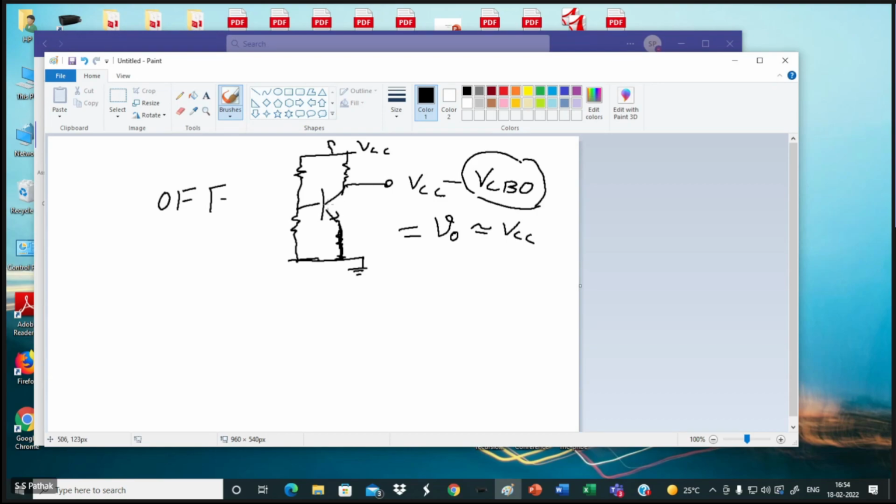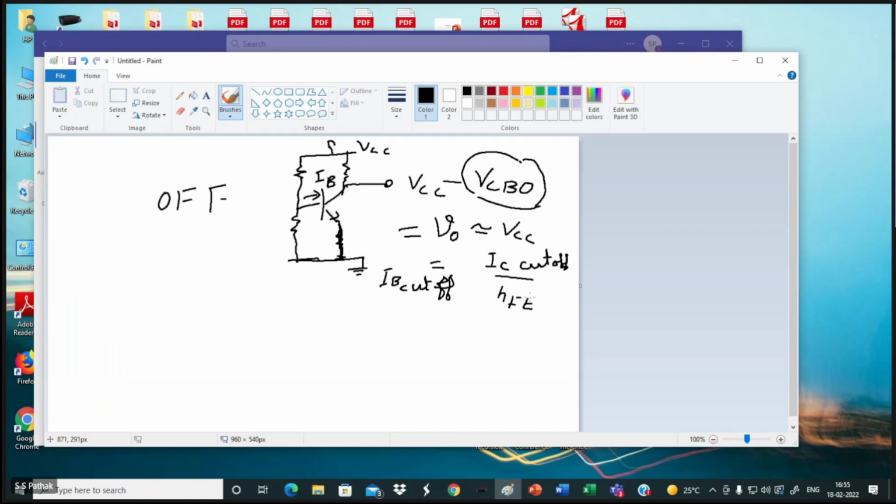When it is this one, what is IB at that time? The current IB that will be flowing in the off state. I'm calling it IB off state, IB cutoff. It will be this IC. What is this IC? IC cutoff, divided by HFE.